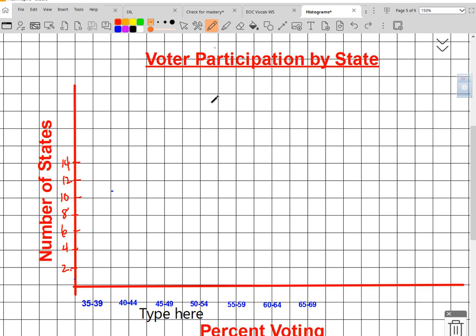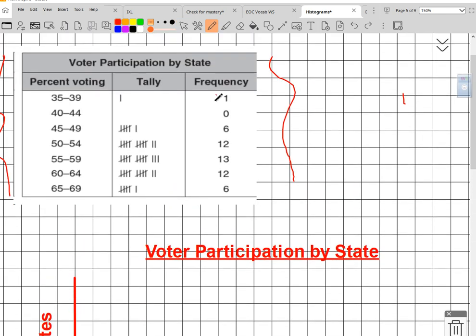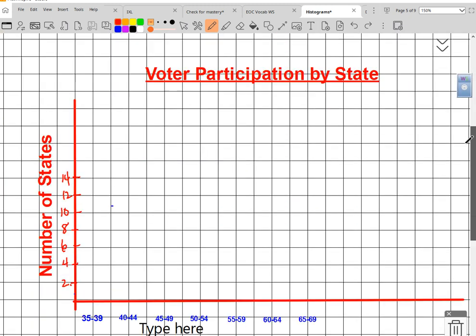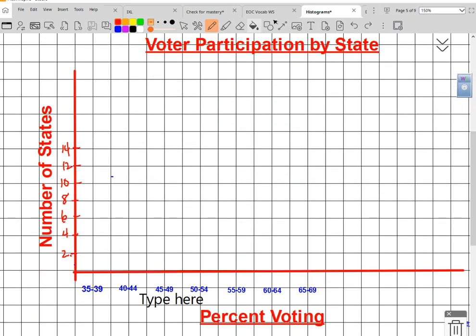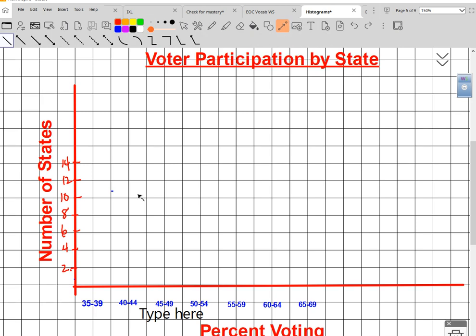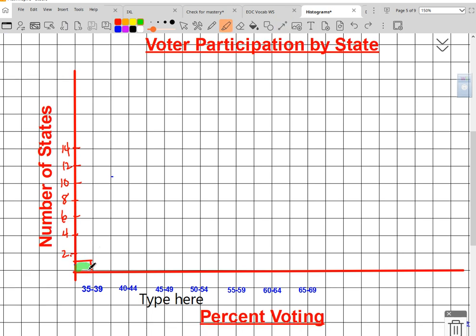Okay? So our first interval has one state in it. So we don't put a number 1 there. What we do is we create a bar. So we're going to go up, the frequency is up to 2, so we're going to do half of that. And then we're going to color that in.